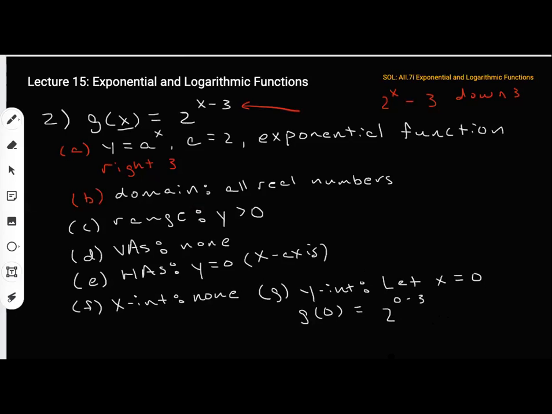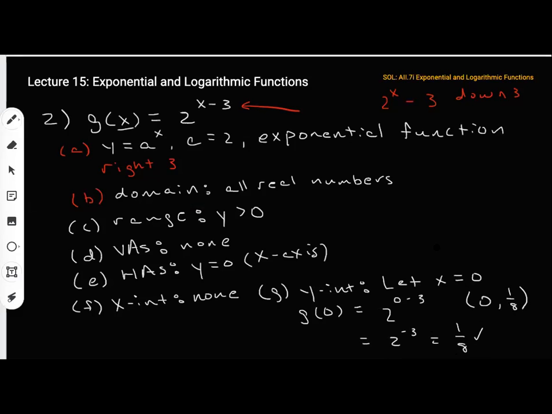So I get 2 to the 0 minus 3 power. What would that be? Well, 0 minus 3 is the exponent. We know that 0 minus 3 is negative 3, right? And then 2 to the negative 3 power is 1/8. So that's going to be the y-intercept: 0, 1/8.